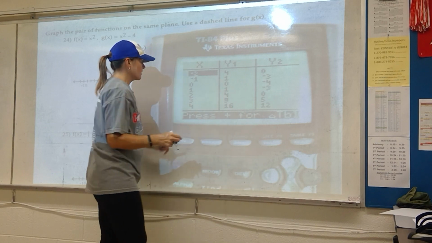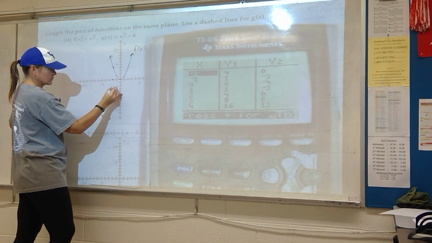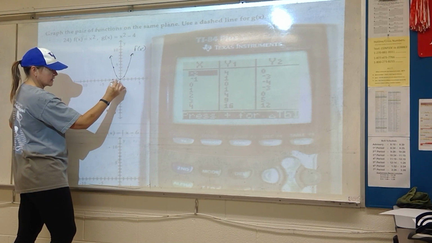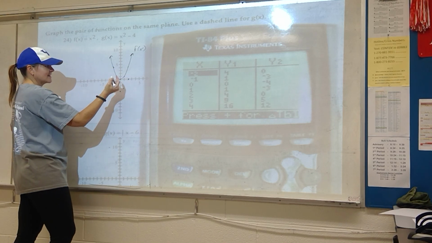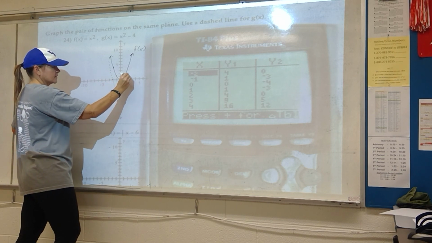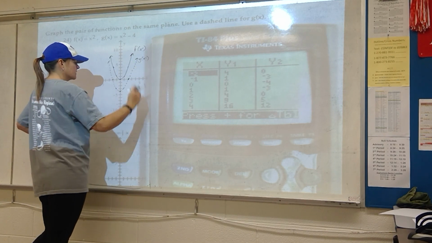So -2, 0 is a point. -1, -3 is a point. 0, -4 is a point. 1, -3 is a point. And 2, 0 is a point. Every dot has just been shifted down 4. Try to curve it, don't make it a V. Put arrows on the ends and label that g of x.